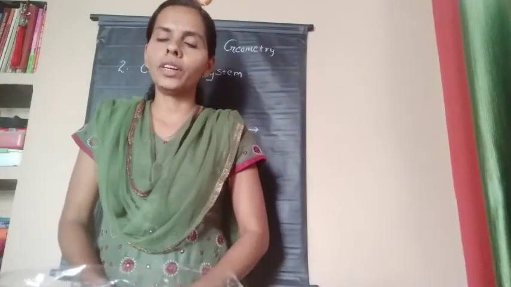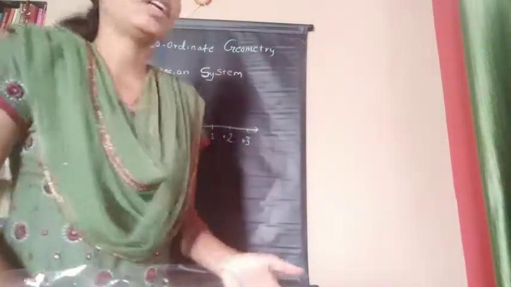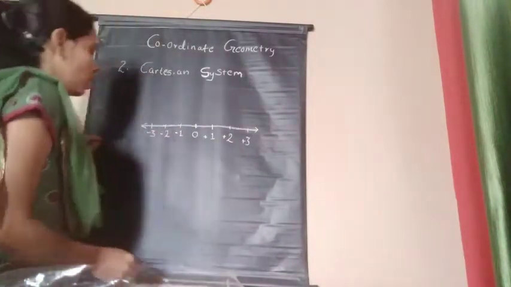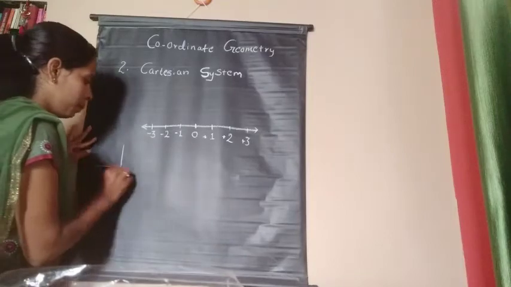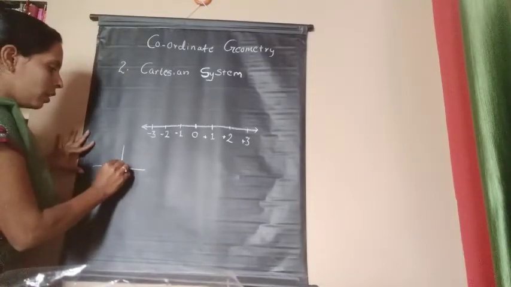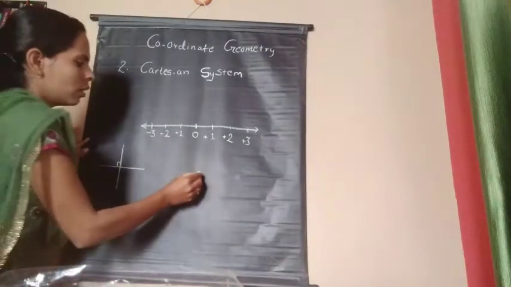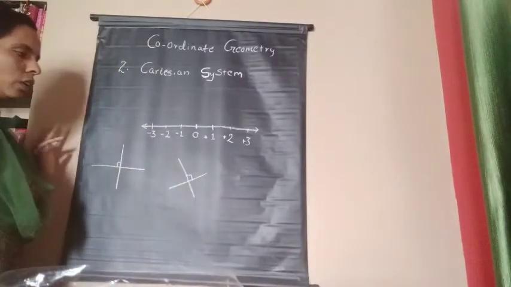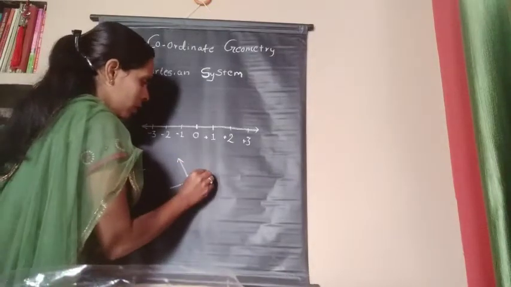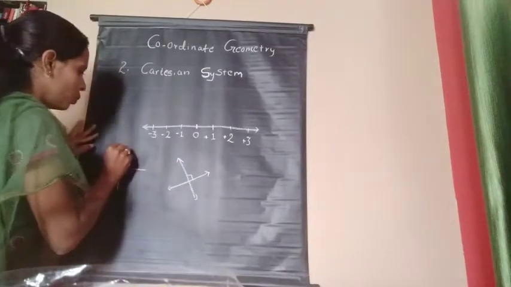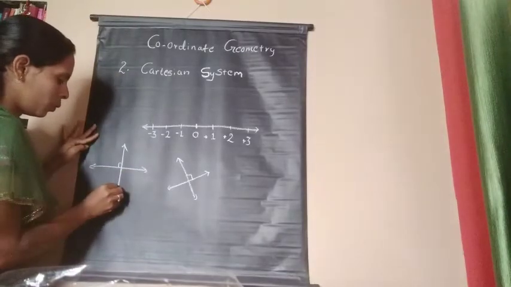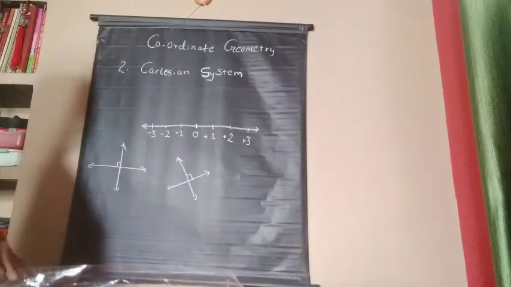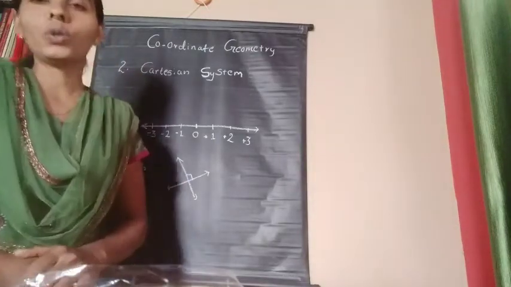Rene Descartes, who invented coordinate geometry, had the idea of placing two such lines perpendicular to each other. Perpendicular to each other means they make a 90-degree angle at the origin. That may be like this, but here is also a perpendicular. So in any direction the two lines can be placed, but they are perpendicular to each other.